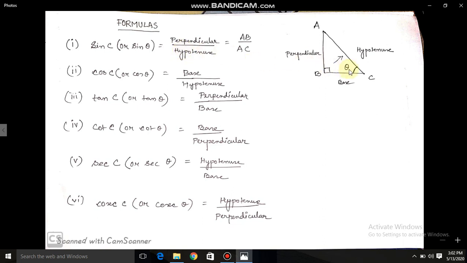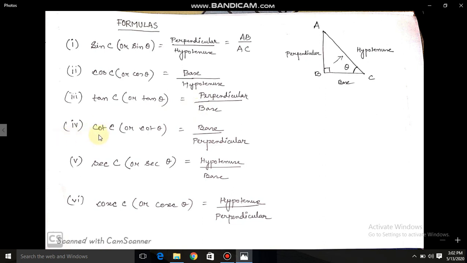Now here, what is the perpendicular? The side opposite to the angle of reference is AB. So it will be AB. And hypotenuse is the side opposite to 90 degrees. So the side opposite to 90 degrees is AC. So it's AB by AC. Okay. Now the second one is cos C. The formula is base by hypotenuse. Okay. Then tan C. The formula is perpendicular by base.